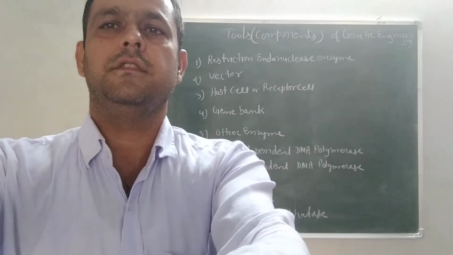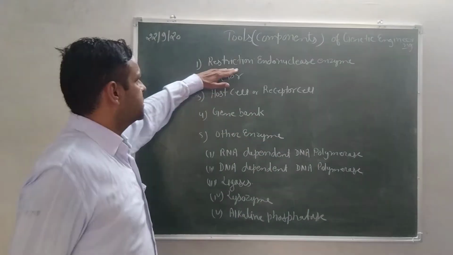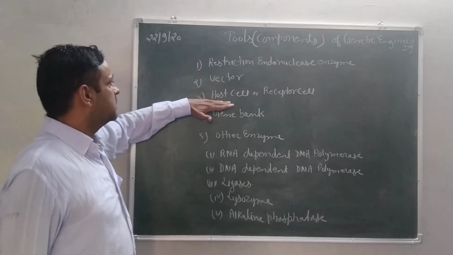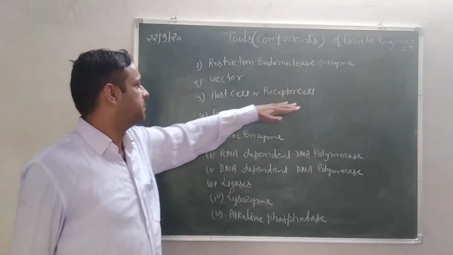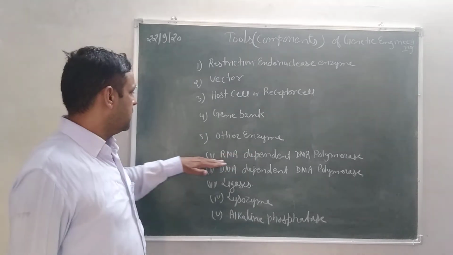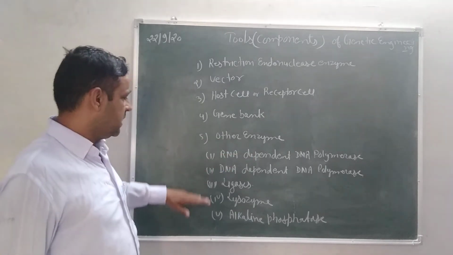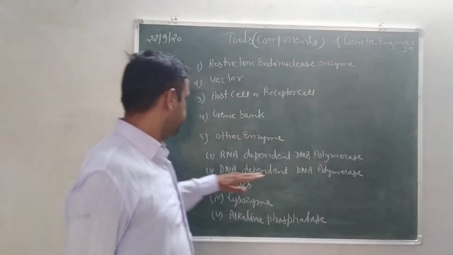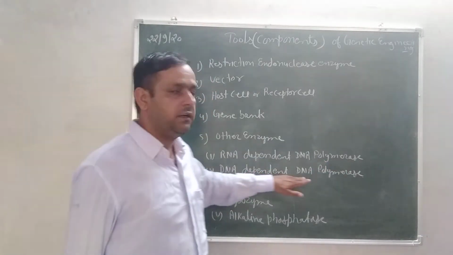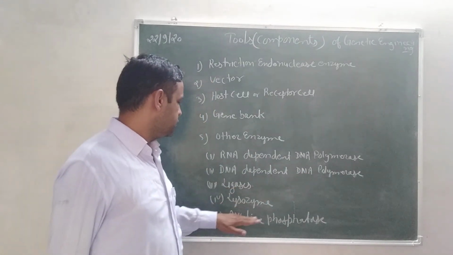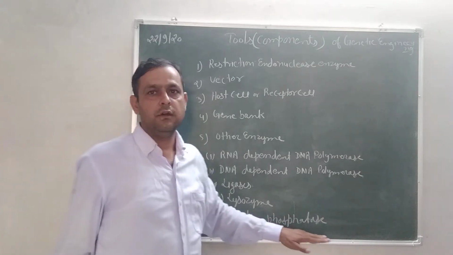What are these tools? First of all, restriction endonuclease enzyme. Second, vector. Third, host cell or receptor cell. Fourth, gene map. Fifth, other enzymes. In other enzymes, there are 5 enzymes. First, RNA dependent DNA polymerase. Second, DNA dependent DNA polymerase. Third, ligase. Fourth, lysozyme. And fifth, alkaline phosphatase.